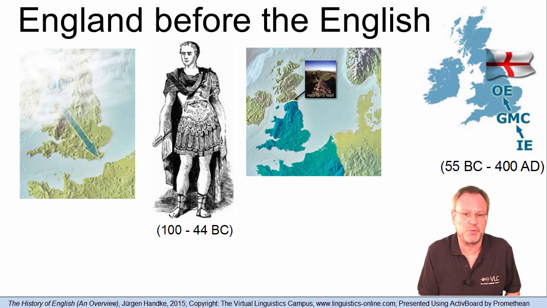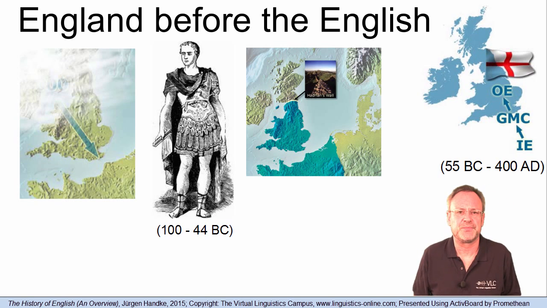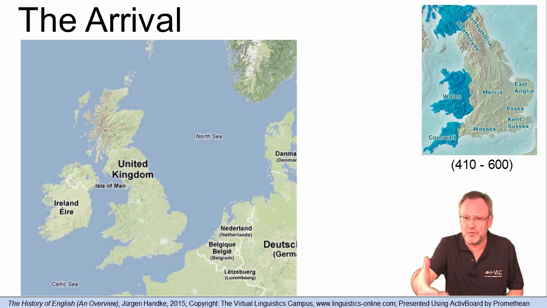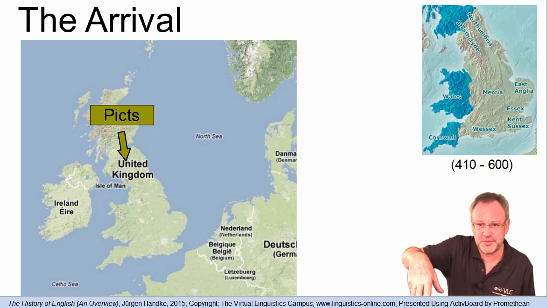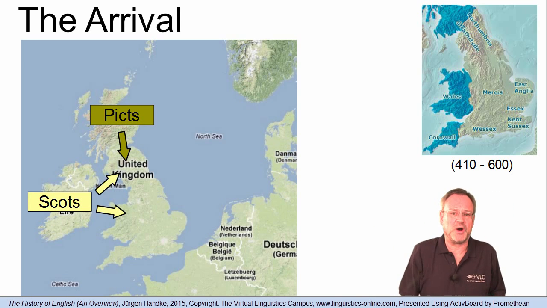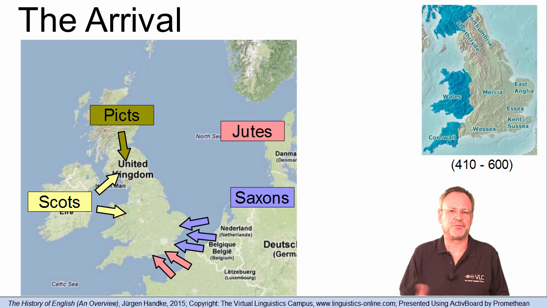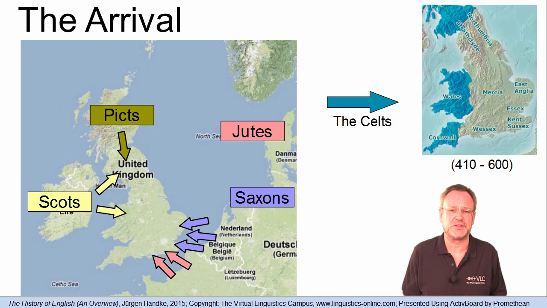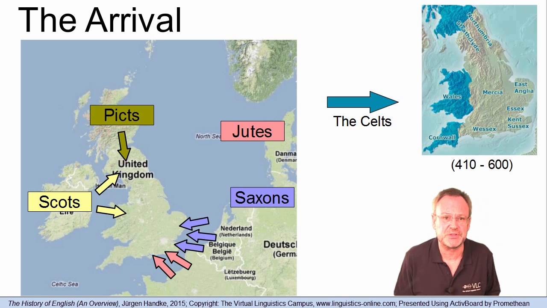England became Rome's westernmost outpost and was gradually Romanized. In 410 after Christ, the Roman legions were withdrawn from Britain, leaving chaos. The Picts raided from the north, and the Scots from Ireland, while the Jutes and the Saxons attacked the eastern coasts. Throughout the 5th and 6th century, the Britons were slowly driven back into the mountain areas of Cumbria and Wales. Germanic-speaking tribes replaced the Celtic peoples.